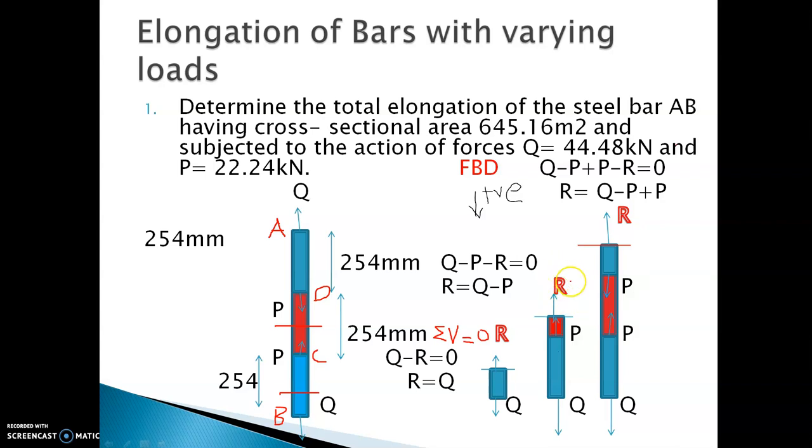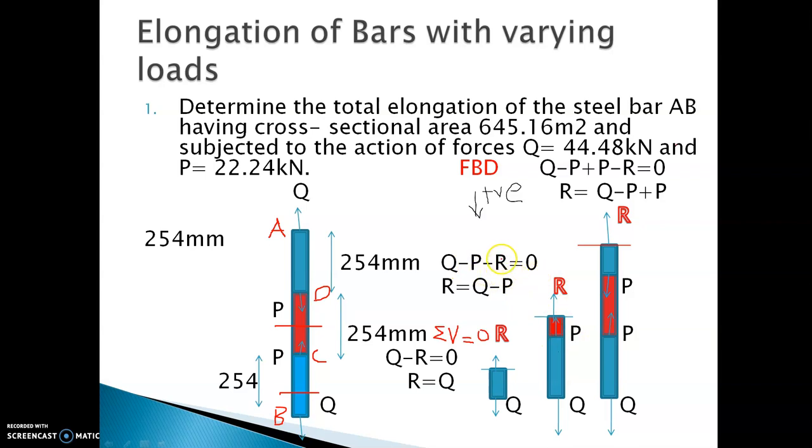We are assuming that this is acting upwards. So when I write sigma V equal to 0, what are the forces acting downwards? Q is acting downwards, so I have written here plus Q. Now P is acting upwards, so I have written here minus P. R is acting upwards, so I have written here minus R, which is equal to 0.